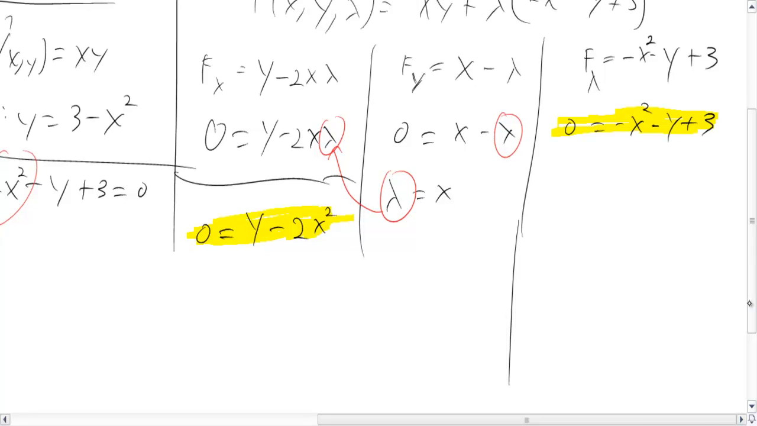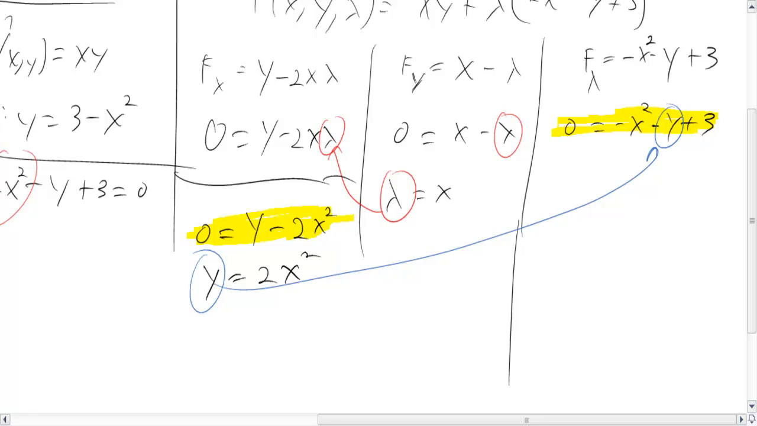So solve one of the equations for one of the variables. Pick whichever one's easiest. I'll solve this first one over here on the left because it's very easy to solve for y. I just have y equals 2x squared. So now, using the logic of substitution as before, everywhere I have y in the other equation, I sub in 2x squared. So that gives me 0 equals negative x squared minus 2x squared plus 3. And now we're ready to start solving.